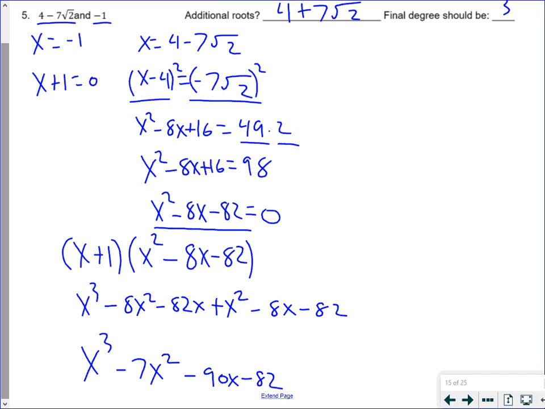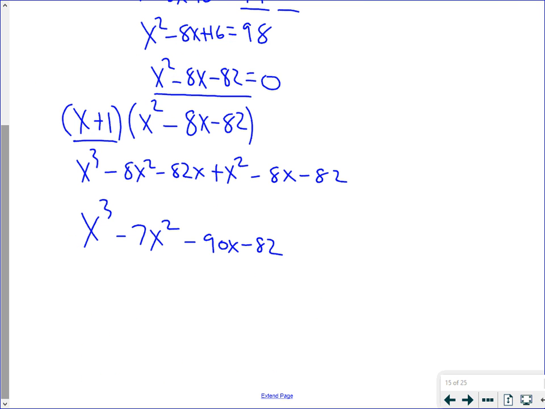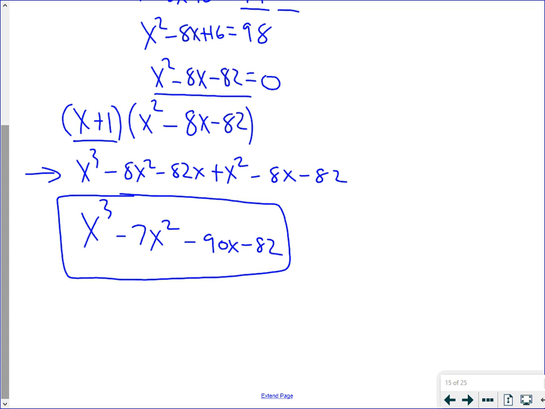And I'm going to multiply that with the x plus 1 I got before. And when I do, I get this whole thing right here. And when I add like terms, I finally get this standard form polynomial right here. x cubed minus 7x squared minus 90x minus 82. And that's the standard form of number 5 on the notes.